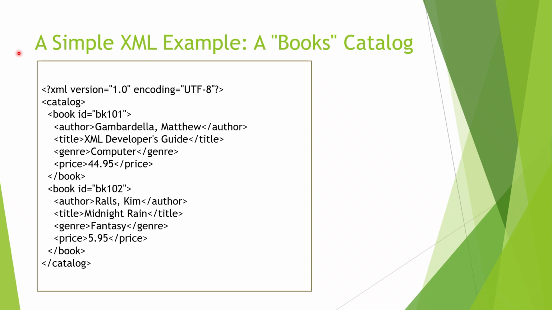Let's look at a simple example. This XML document describes a catalog of books. You can immediately see the structure. We have a main catalog element. Inside that, we have two book elements, and inside each book, we have more elements describing the book, like author, title, price, etc. Notice how the tags I am using, like author and title, clearly describe the data they contain, which is what makes XML so powerful.